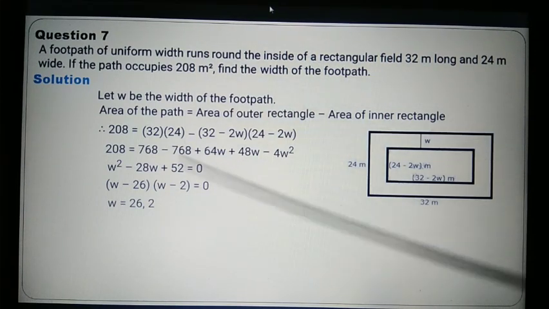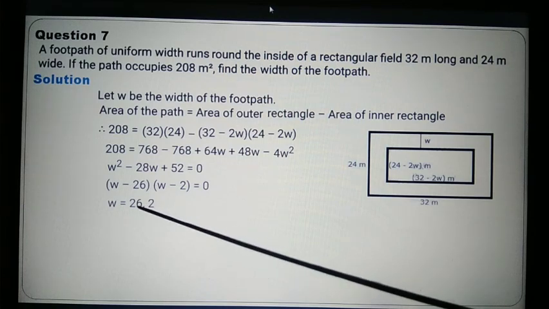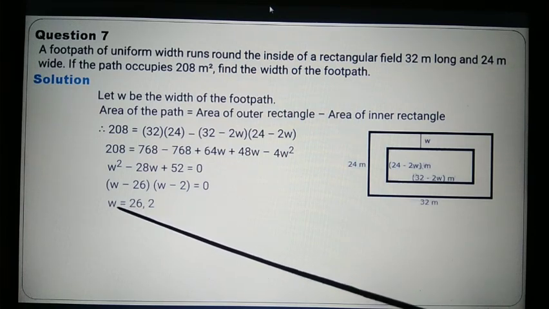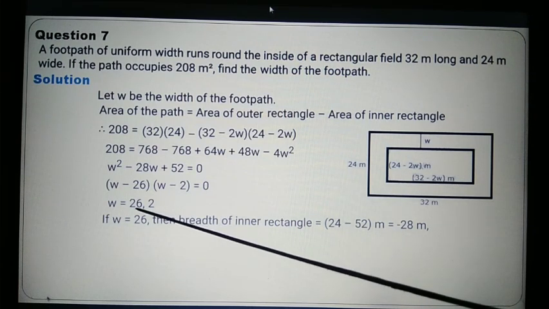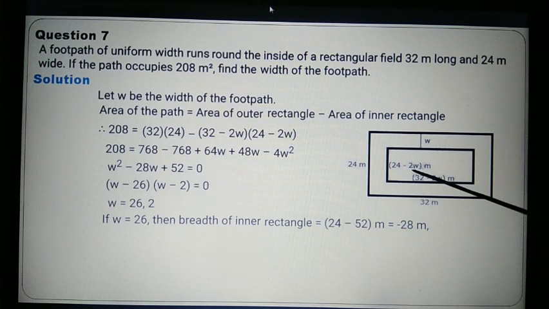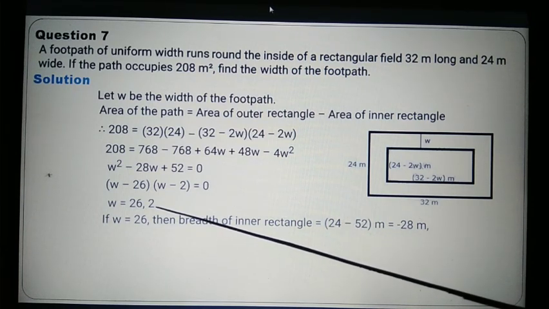Let's check the different values for W. When W is 26, the breadth of the inner rectangle, that is this one, is going to become 24 minus 2W. W is 26, so 2W will be 52. So 24 minus 52 is minus 28, negative, right? So we omit the negative part because the breadth cannot be negative, right? So we will omit this, so the value for W will be 2.